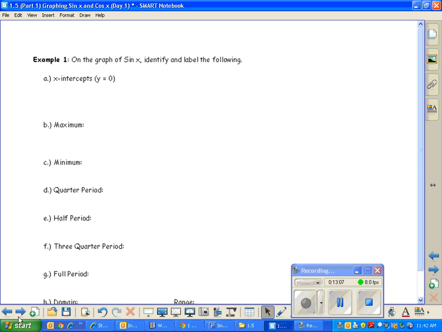Example 1 has us picking out the key points for the graph of sine x. So y equals the sine of x, the one that looks like an S. It starts at the origin, increases to 1 at pi over 2, and then at pi it comes back down to 0. At 3 pi over 2 it bottoms out at -1. At 2 pi it reaches the axis again. So for example 1, we need to find the x-intercepts, in other words, the places where y equals 0 for the sine of x.